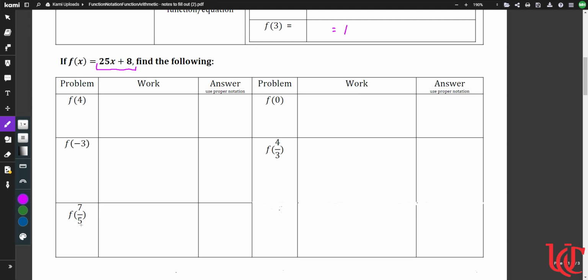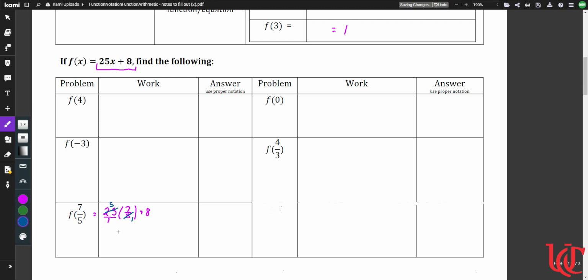So f of 7/5, that would equal, I'm just going to leave that as my right side. I'm going to say equals. And then I have 25 times 7/5 because I'm replacing my x, plus 8. Now, with fractions, if everything's a fraction, I can always reduce stuff top and bottom if possible. And 5 goes into both 25 and 5. So 5 goes into 5 once. 5 goes into 25 5 times, so I'm really dividing.